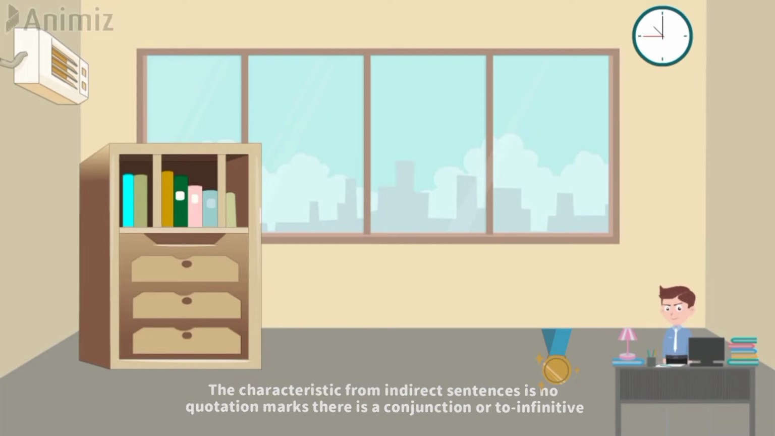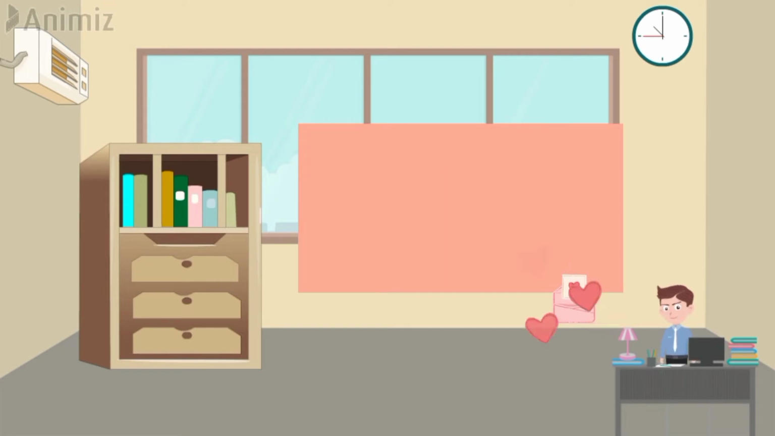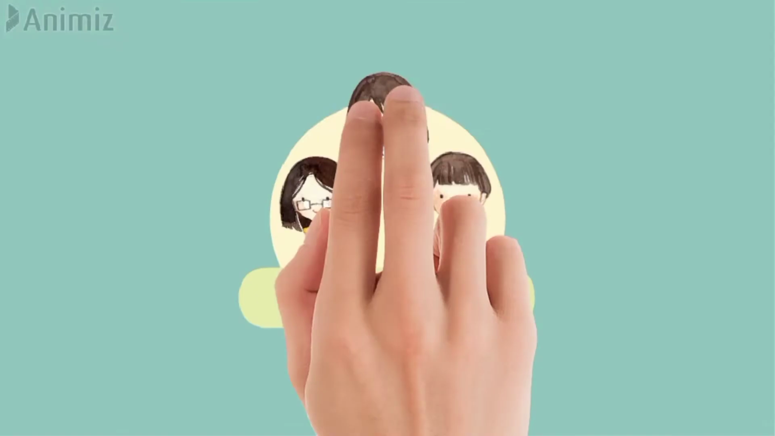A characteristic of indirect speech is there is no quotation mark, but in indirect speech there is a conjunction or to infinitive. For example, "He asked me, 'Do you love me?'" There is direct speech. So, how is indirect speech? He asked me if or whether I love him. There is no quotation mark, but there is a conjunction. What is the conjunction in he asked me if I love him or whether I love him? The conjunction is if or whether, right?